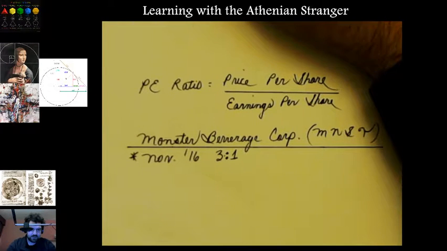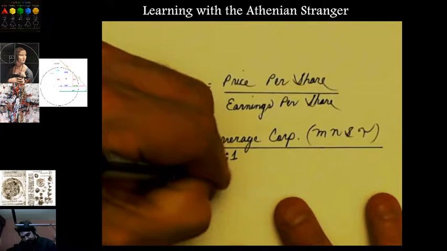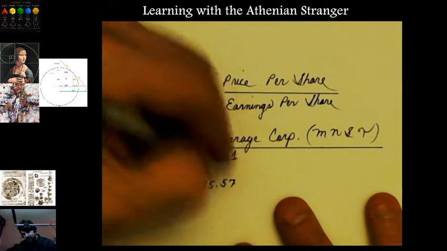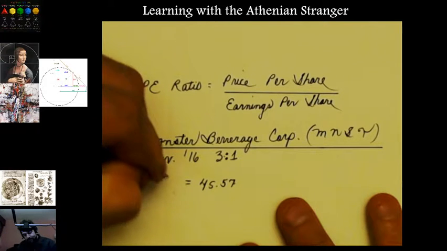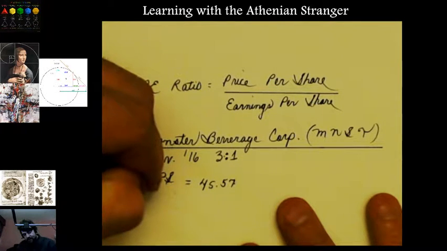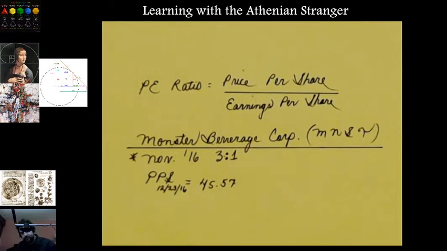On December 23rd of 2016, the price was $45.57. And this was the price per share on December 23rd, 2016. So now we're thinking about price per share with a date. What is the date of the price per share? It's December 23rd of 2016.